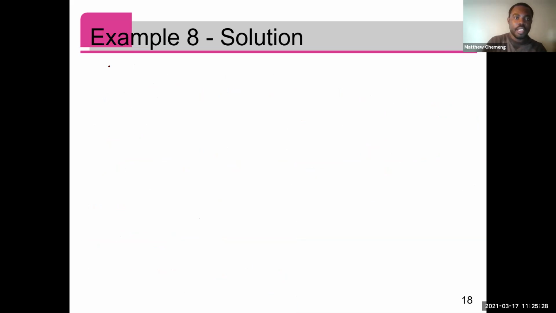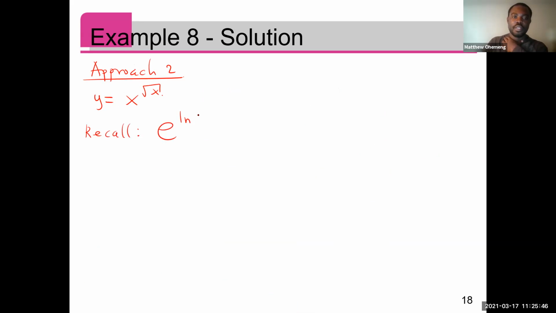Okay, then let's move on to another approach. Well, another approach is you can connect this to the exponential rule, right? So you have y equal to x to the square root of x. So I can say, okay, recall that when you have e to the ln of, say, b, then your answer is b. It's kind of like the exponent and then the log of the same base. They will cancel out, and then the answer will be in front here.